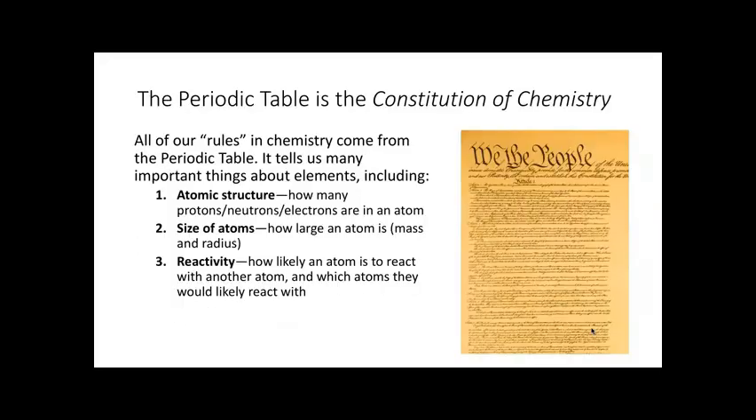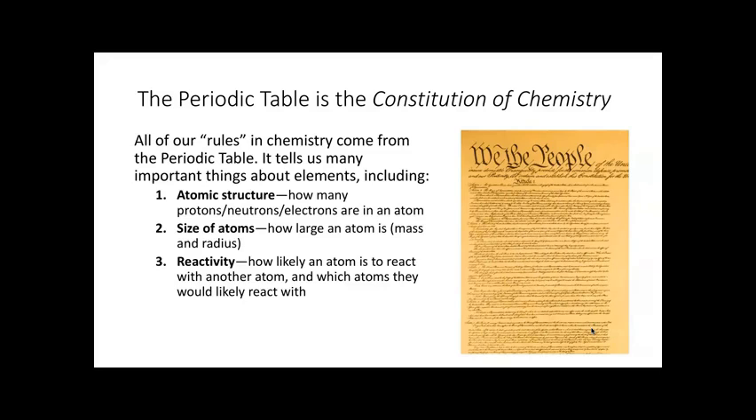After that engagement, I'm going to proceed with direct instruction for the next few minutes. I'm going to tell them that the periodic table is basically our constitution for chemistry. It governs all the rules and explains all of the things that happen in chemistry and in science in general. Today we're going to talk about three things you can get from looking at the periodic table. The first one is the atomic structure of an atom, which is how many protons, neutrons, and electrons are in an atom.